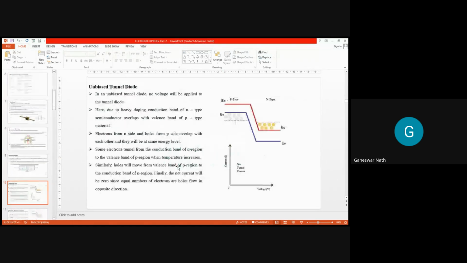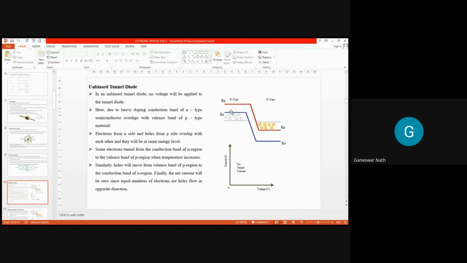Okay. Now I'm coming to the different situations, in which you can find whether current is there or not. We can discuss 4 to 5 situations. Mark all of them carefully. The first is the unbiased tunnel diode. Unbiased tunnel diode means there is no biasing applied.